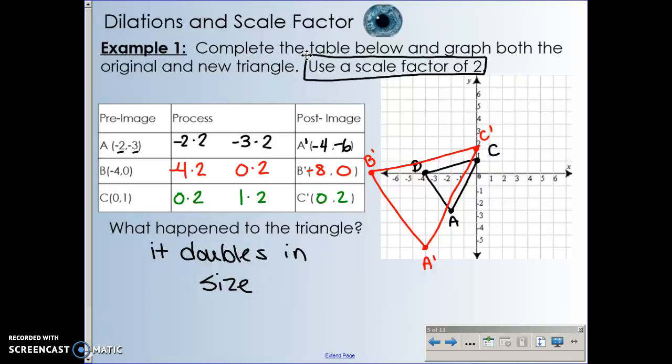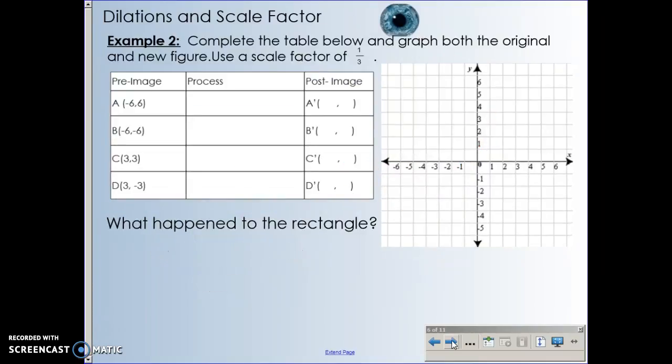When the scale factor is more than 1, you're going to get a bigger picture, kind of like the cereal we talked about. All right, so this one now, we have a scale factor of 1/3, which means it's going to get smaller. All right, well, when we're working with fractions, it's a little different, but let's try it with point A.